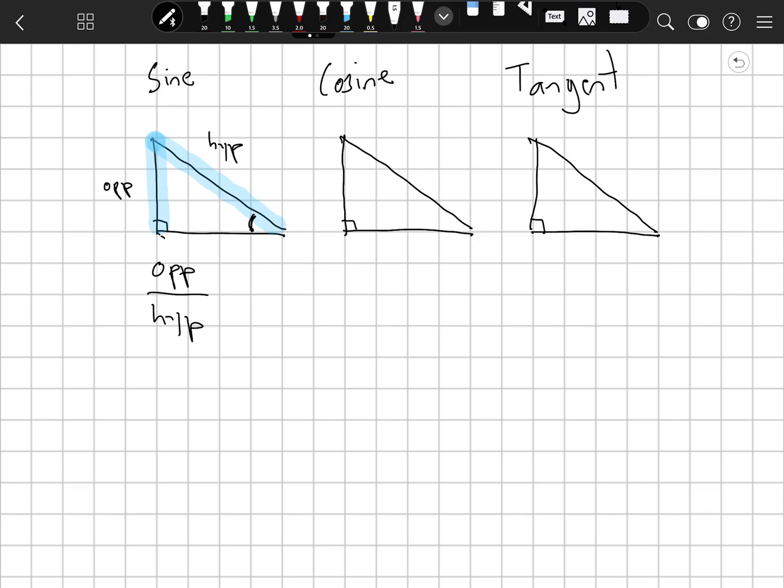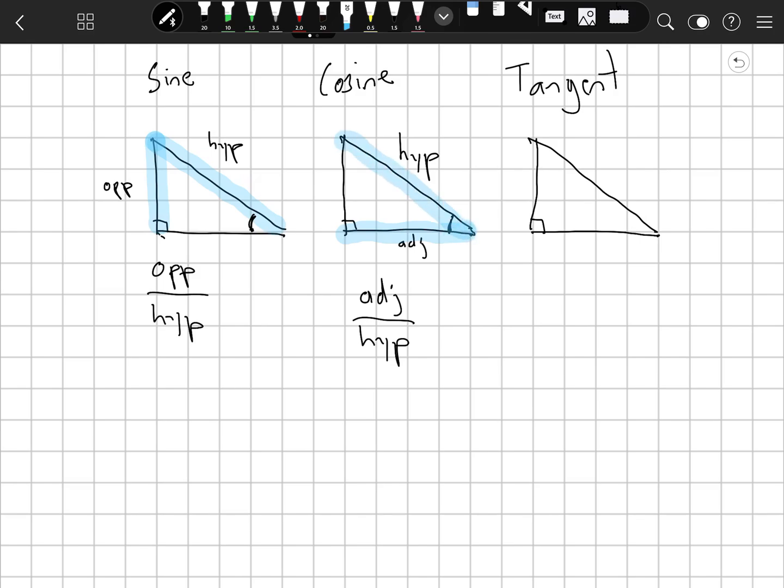Okay, cosine, it's not opposite over hypotenuse, it's adjacent over hypotenuse. So this is the adjacent side for this angle. It's touching it. And that's the hypotenuse there. So cosine is adjacent over hypotenuse. And again, we're just going to highlight these in blue.